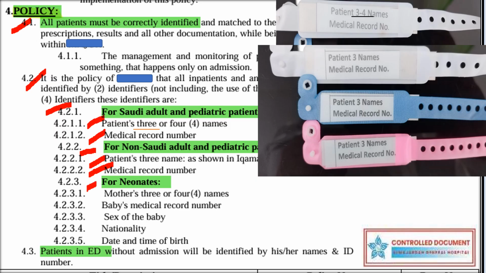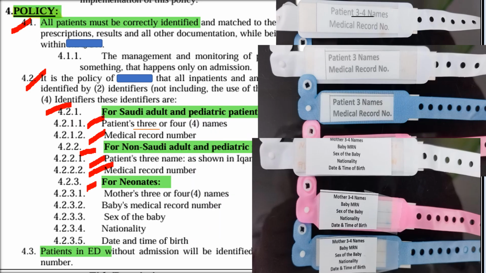Now, for neonates, these are the 5 details that we need: the mother's 3 or 4 names, the baby's medical record number, the sex of the baby, the nationality, and the date and time of birth. Now, for patients in the emergency department without admission, they will be identified by his or her name and their ID number.